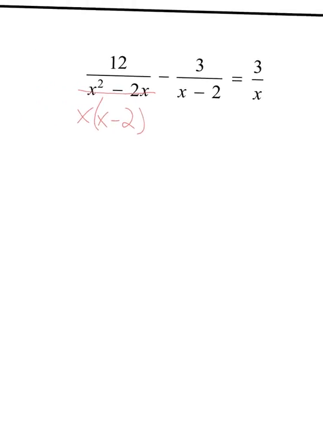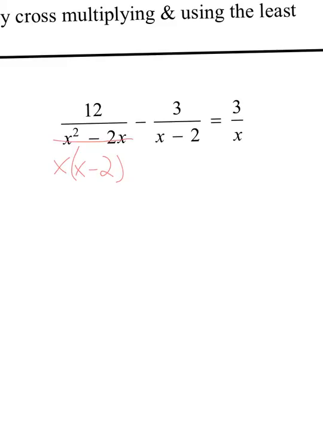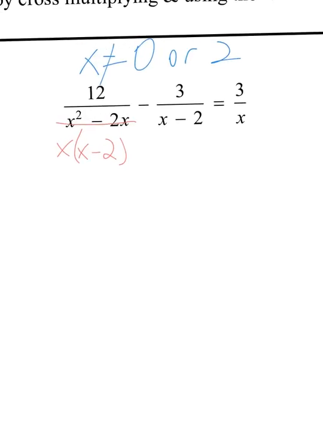What are the two numbers that x can't equal? I can't divide by 0, because I can't plug in a 0 here or here, and I can't plug in the number 2 here or here. So before I go any further, I'm going to say x can't equal 0 or 2, okay? When we work this out, let's see if we end up getting a 0 or a 2 for an answer.